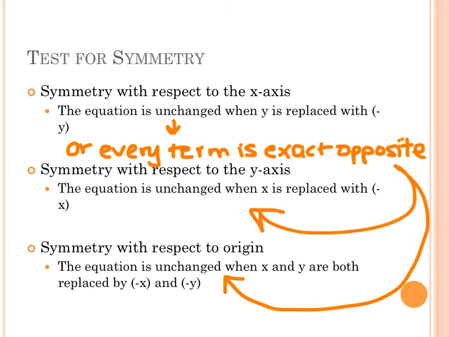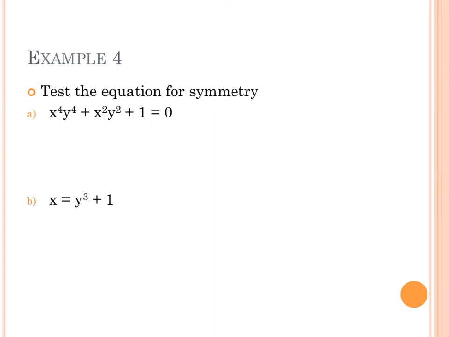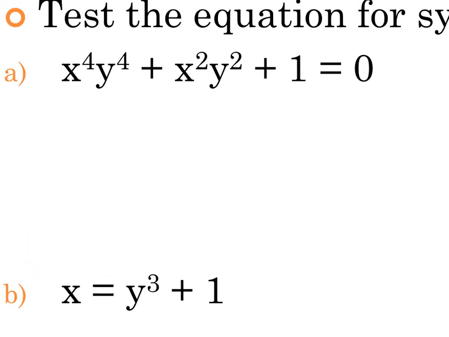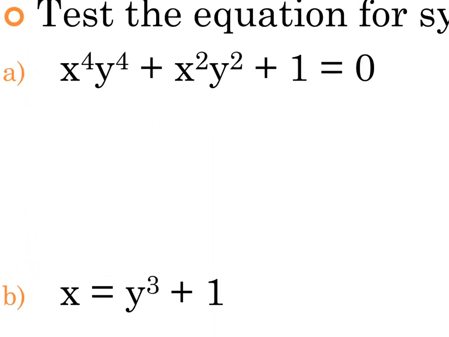Graphs can be none of these, not symmetric to any of them. They can be just symmetric to the x, or just symmetric to the y, or just symmetric to the origin. They could be two of the three, or they could be all three. So there's no rule on what symmetry works, okay? All right, so let's look at the first one. Obviously, we have no idea what this graph looks like. I've got x to the fourth, y to the fourth, plus x to the second, y to the second, plus 1 equals 0. So my first test is to see if it's symmetric to the x-axis.